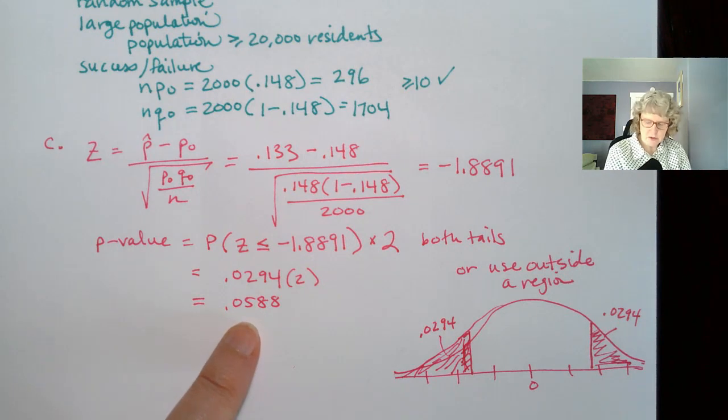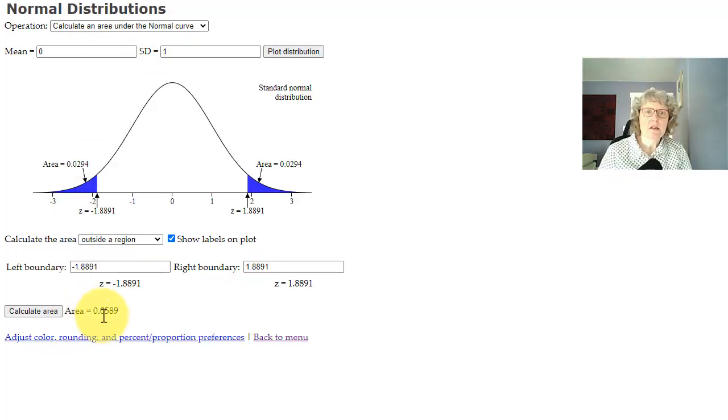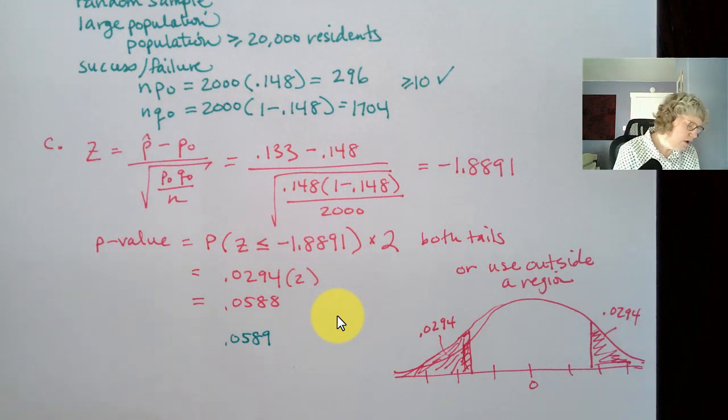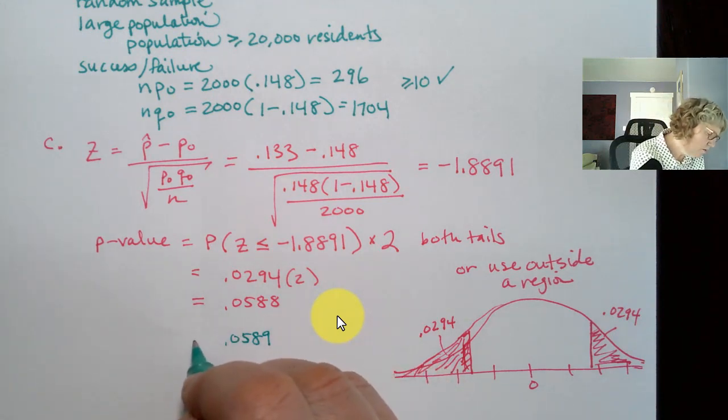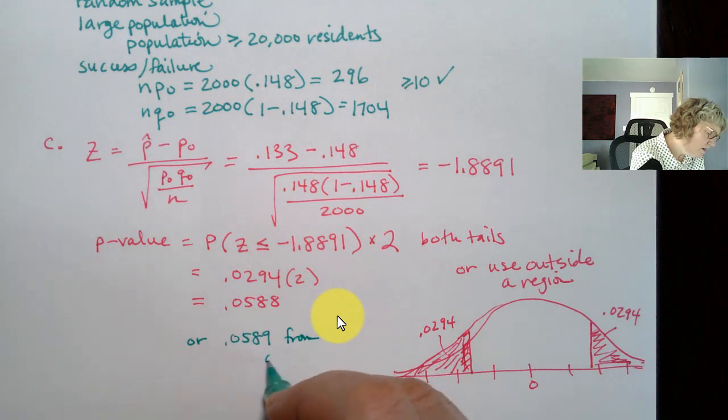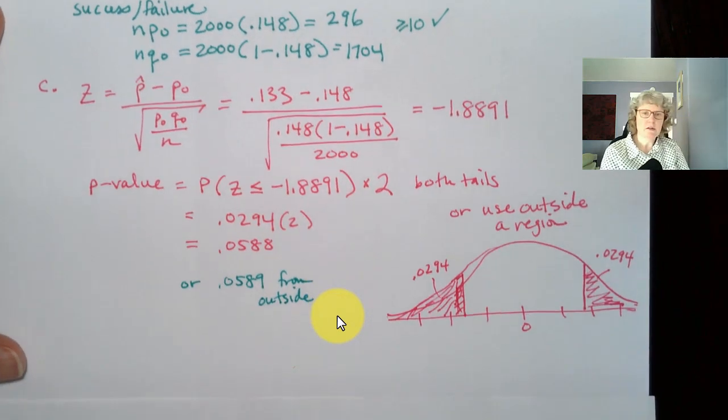When we multiply by 2, we get 0.0588, or you may have noticed on here it was 0.0589. So that was slightly higher. It's just round off error. So either one would be acceptable. This was from outside. Okay, just a little note there.